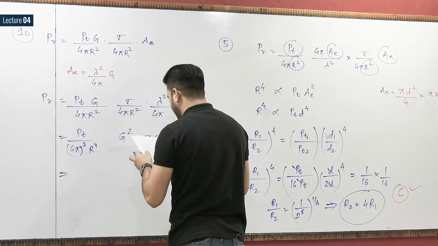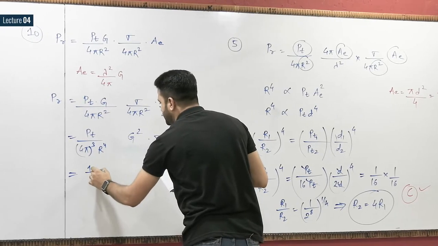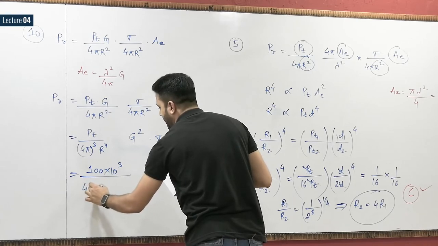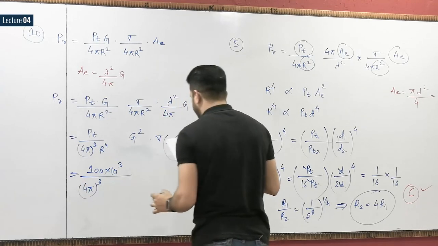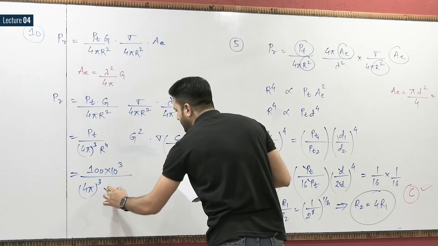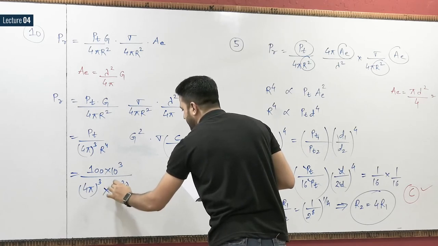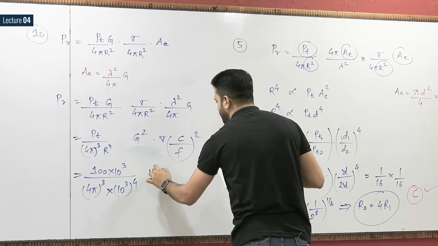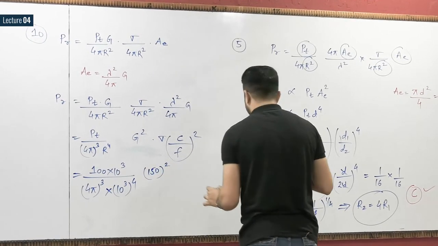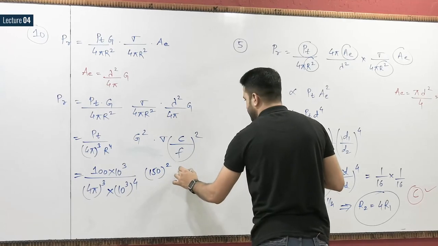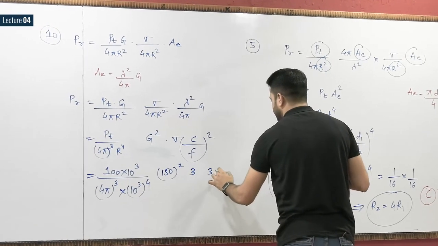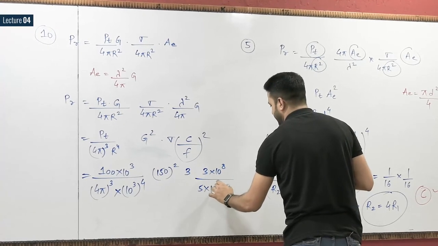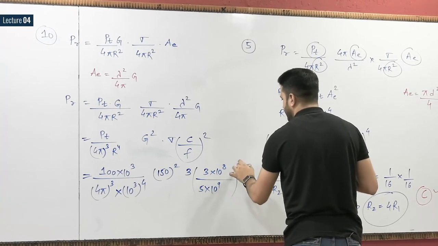So this transmitted power is 100 kilowatt. So 100 into 10 to the power 3 divided by 4 pi whole cube. R to the power 4, range is 1 kilometer, so 10 to the power 3 to the power 4. Gain is 150, so this is 150 whole square. Sigma is radar cross section, which is 3. C upon f, that is 3 into 10 to the power 8. The frequency is 5 gigahertz, so 5 into 10 to the power 9 whole square.